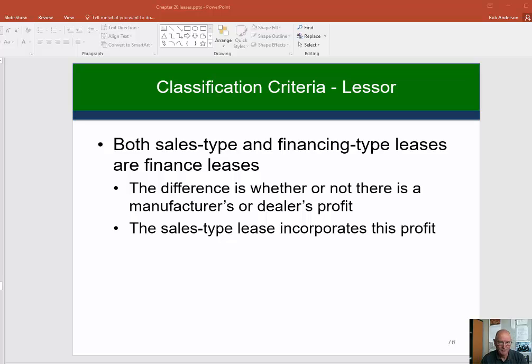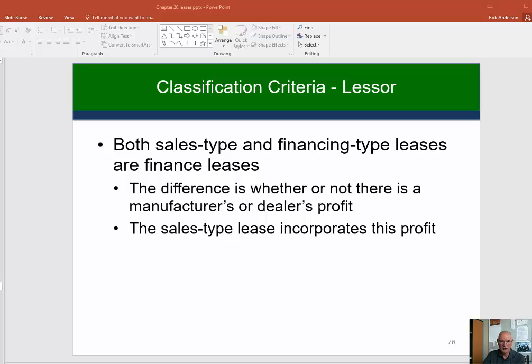Hi students. We're going to conclude our section on leasing with two examples of leasing from the perspective of the lessor. So the first thing we need to look at is the idea that there are two general types of lessors.